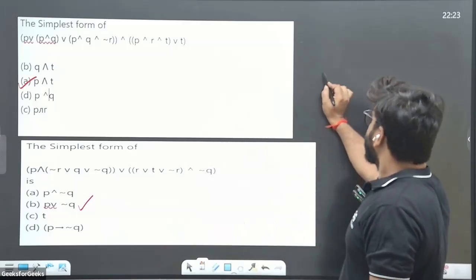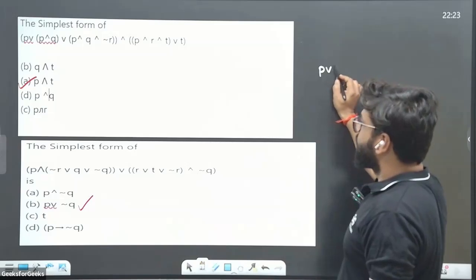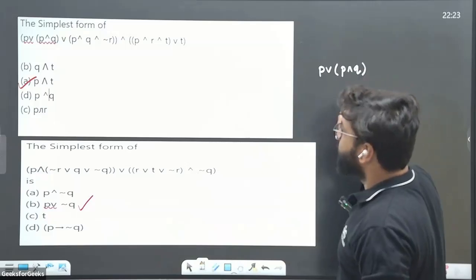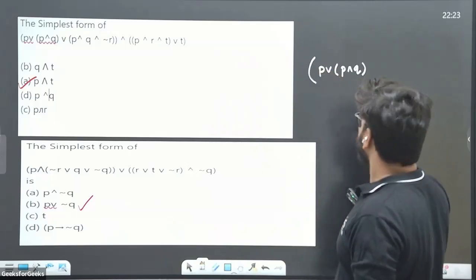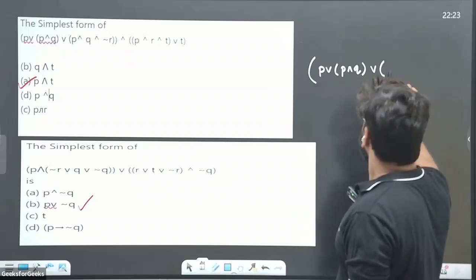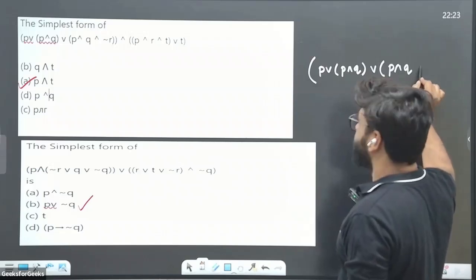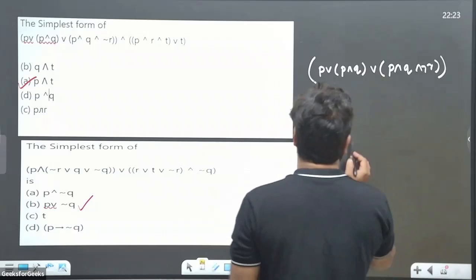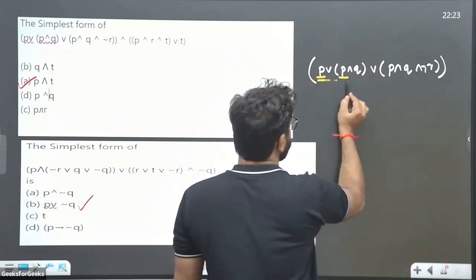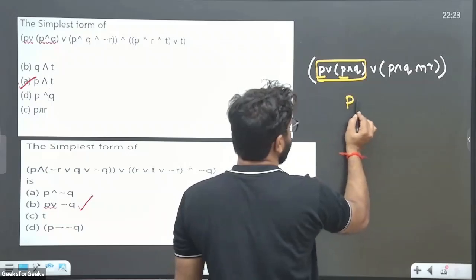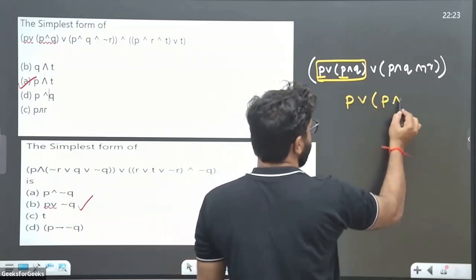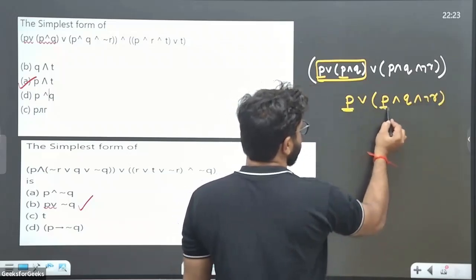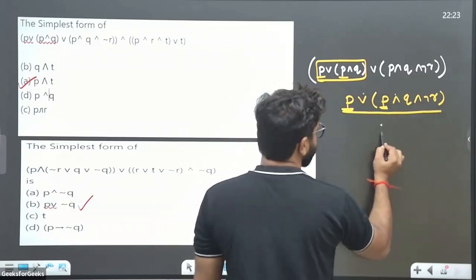Okay, I'll solve both. See here, this is P or P and Q, one bracket, and then here one bracket is also there, or P and Q and negation of R. First, I will solve this bracket. Whatever is outside, it is inside. So this whole expression turns out to be P or, and then P and Q and negation of R. Again, whatever is outside, it is inside. Operators are different. So again, this whole expression will become P.